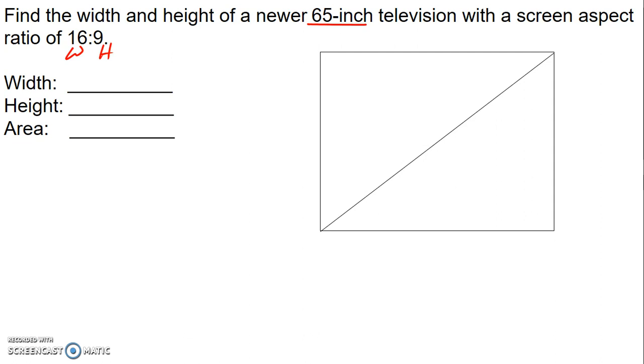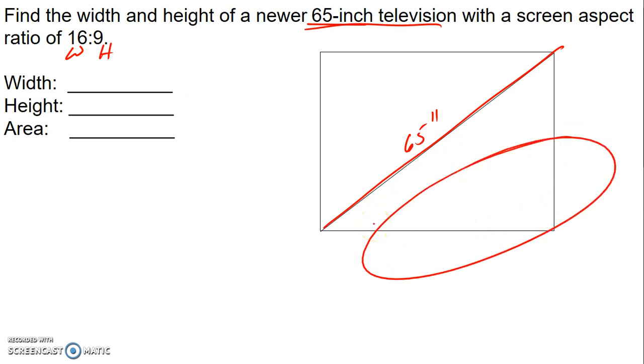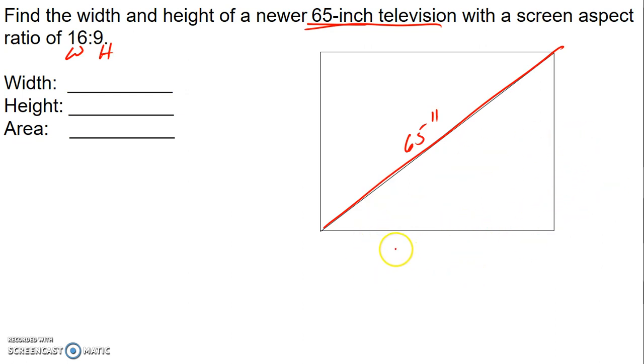All right, so as far as getting our information onto our picture, the 65-inch television, again, they're telling you the diagonal, the one going across here. So that's the 65-inch television. The aspect ratio is talking about the sides out here, those two sides there. So this one, the width is a 16, and again the height is a 9.